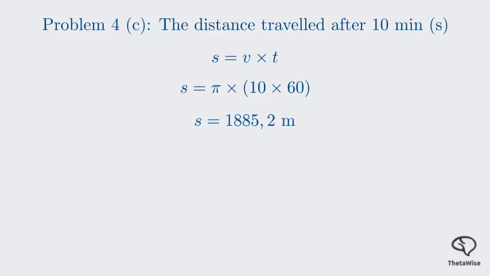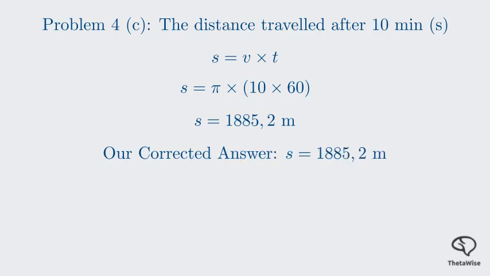The memo gets 471.405 meters. This is because it used its incorrect speed of 0.25 pi m/s. 0.25 pi times 600 is indeed 150 pi, which is about 471.2 meters. So our corrected distance is 1885 meters.